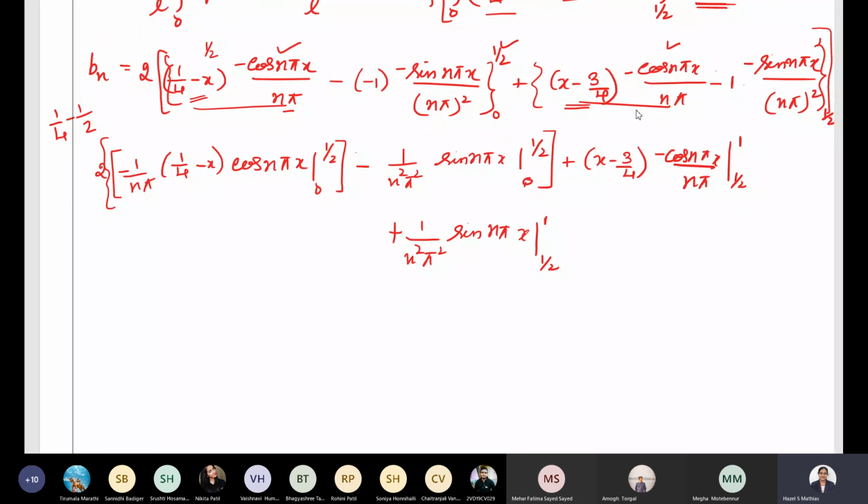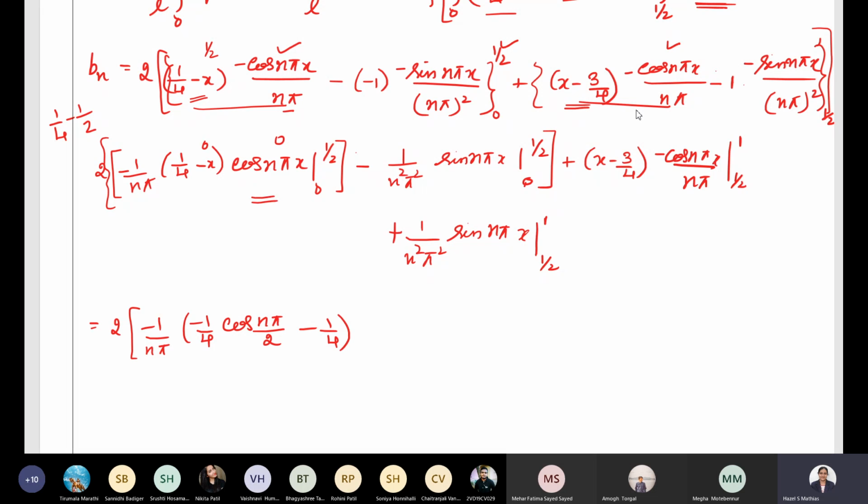So here what do we get? We get 2 into minus 1 by n pi. You put the upper limit. Upper limit is half: 1 by 4 minus half will become minus 1 by 4 into cos n pi by 2, because x is half. Then when you put the lower limit, that is 0, this will become 0. So it will become only minus 1 by 4, upper limit minus lower limit. So we are done with the first one.